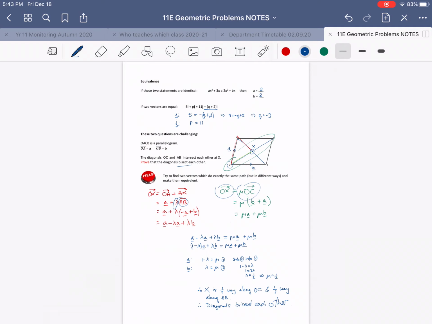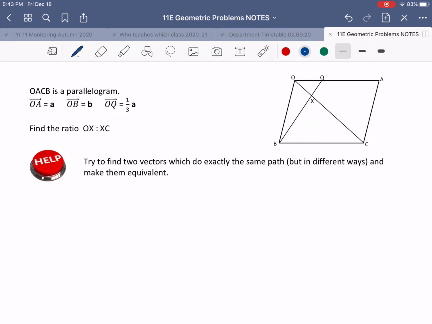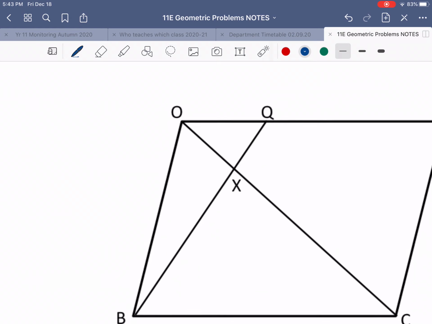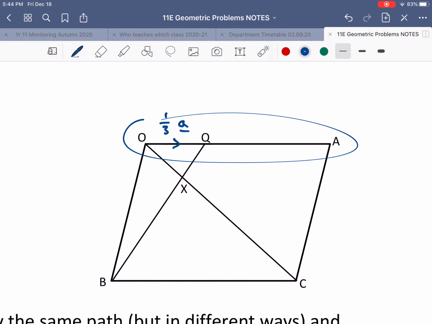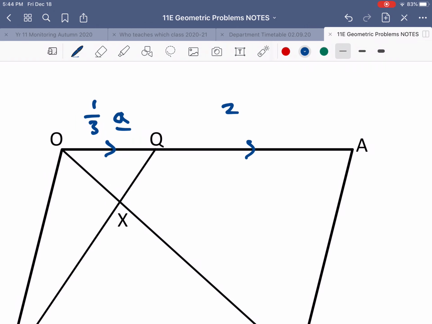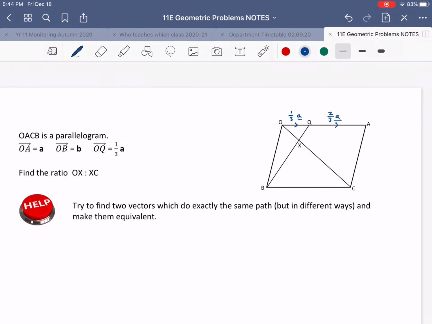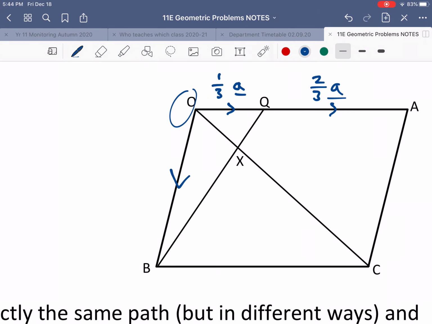Okay, next one. This one here, we're told this is a parallelogram. We're told that O to A is A, O to B is B, and O to Q is a third A. So O to Q, that bit there, is a third of A. But we can also know that O to A is a whole A, so this second part has to be 2/3 of A. And we're told that O to B is B. So going from O to B is B.